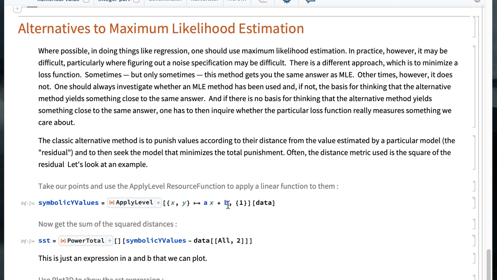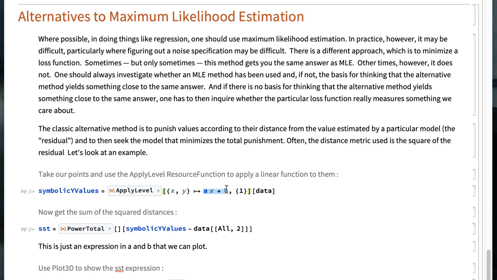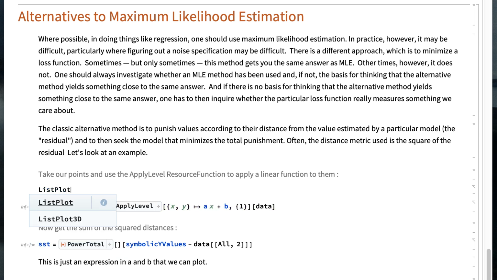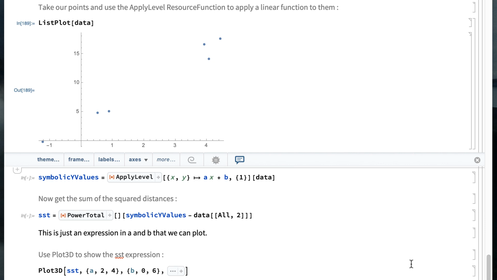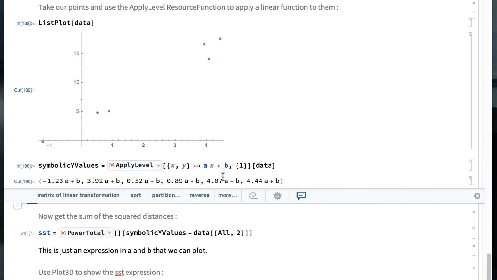Okay, let's apply ax plus b, a symbolic expression, to our original data. You remember, here's our data. Let's just refresh ourselves. There it is. Okay, and let's just apply ax plus b to that data. So these are the values that we get.